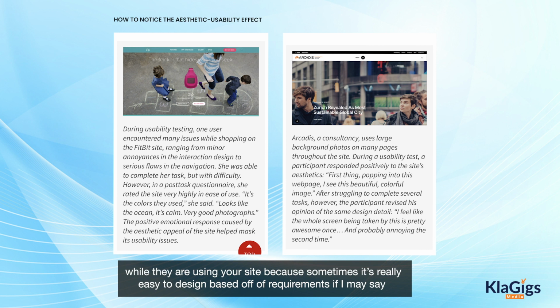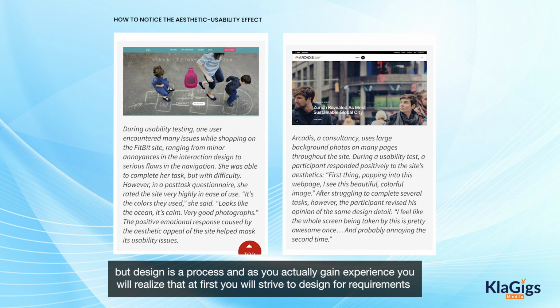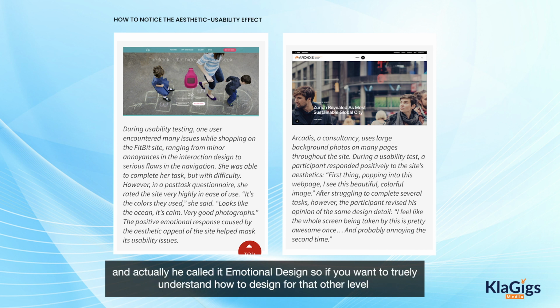Because sometimes it's really easy to design based off of requirements, if I may say. We talked about this in my last usability learning session. We talked about requirements as being very crucial. But design is a process, and as you gain experience, you realize that at first you will strive to design for requirements. Then once you're there, you will strive to design for emotions. Don Norman has an entire book dedicated to emotional design, and he called it emotional design.